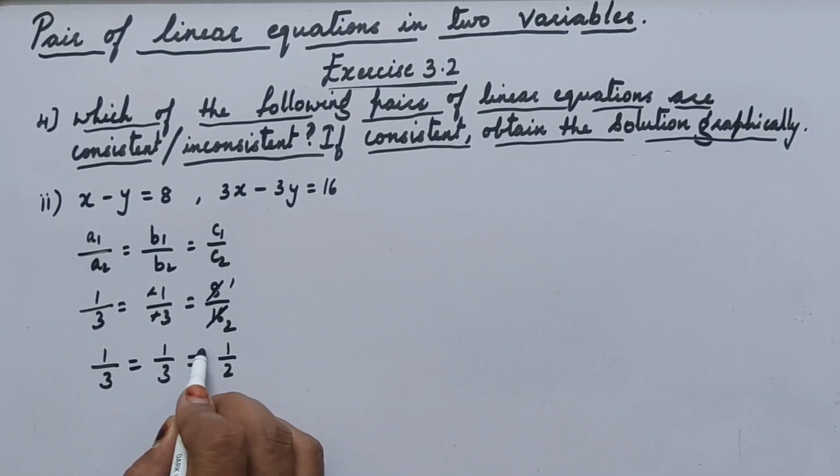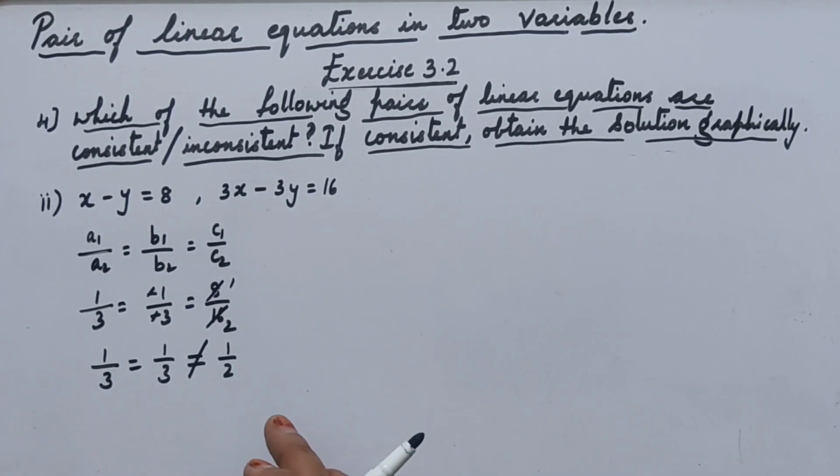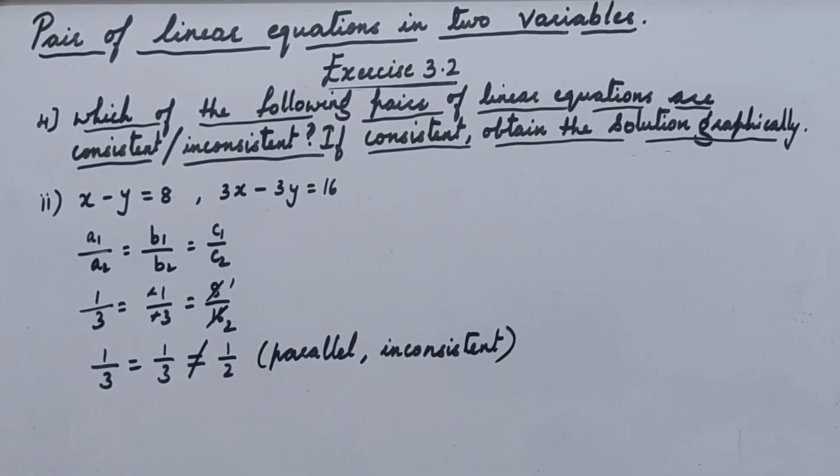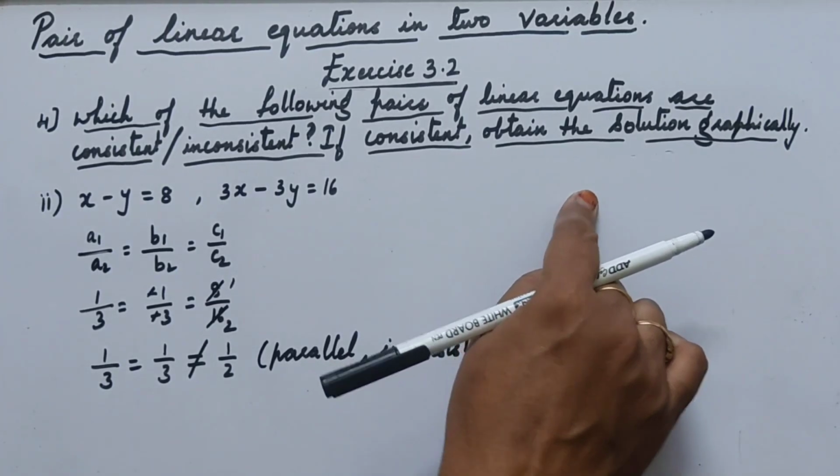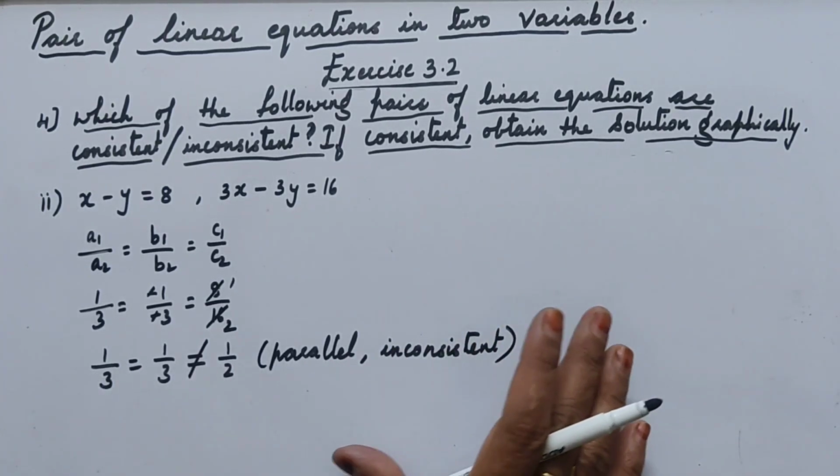Are these two equal? They are not equal, right? So this is parallel and inconsistent, students. When it is consistent only we can obtain the solution. When it is inconsistent, we'll just leave it as it is. I hope this is clear.